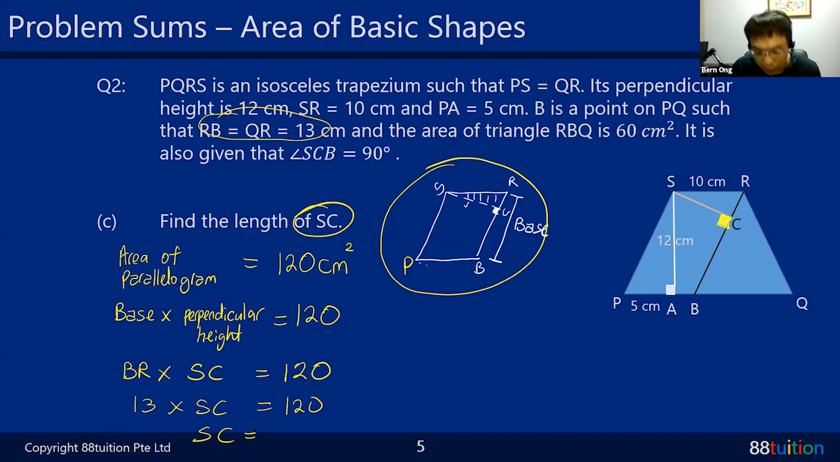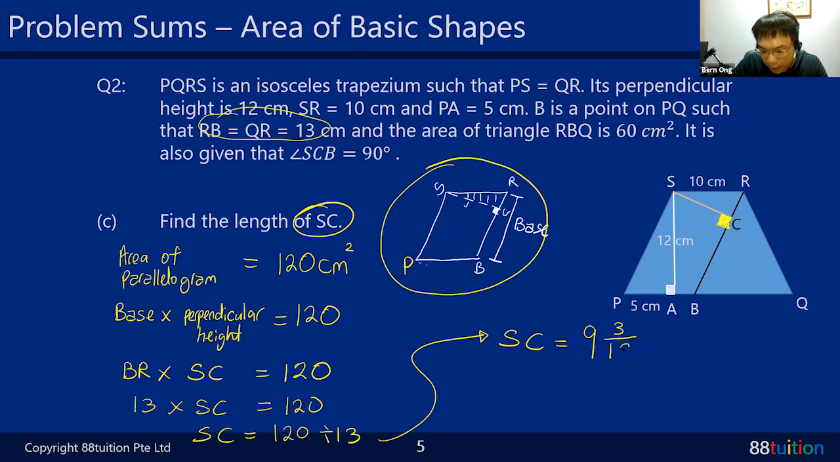Times 13 bring across, 120 divided by 13. And down here, you can conclude by saying that SC is equal to, press your calculator. Don't be shy. 120 divided by 13 will give you 9 and 3 over 13 centimeter. And that's your answer.